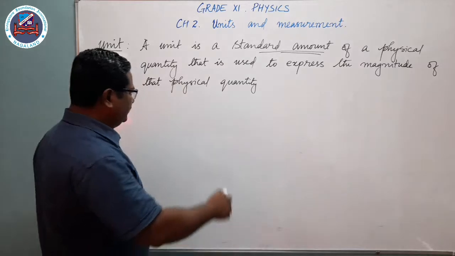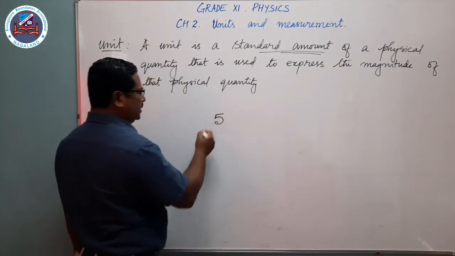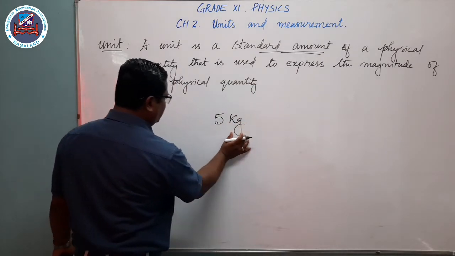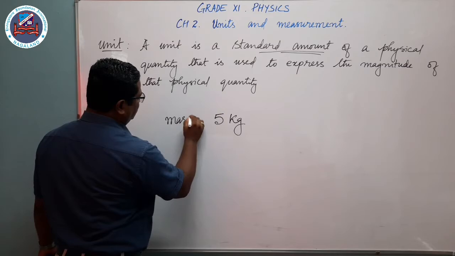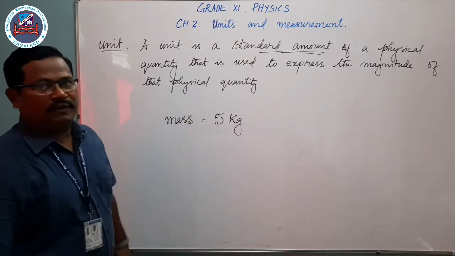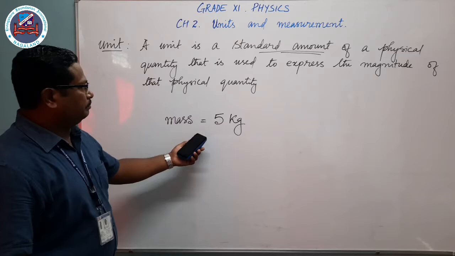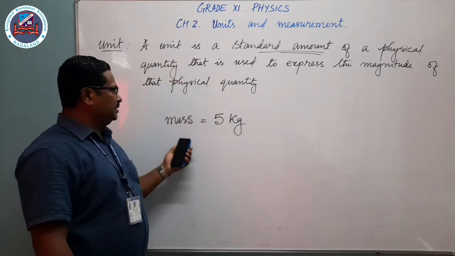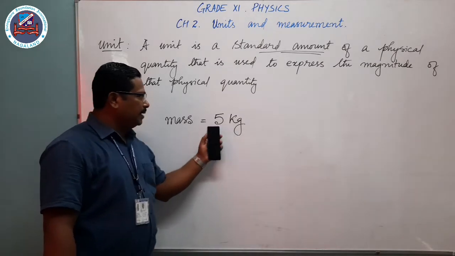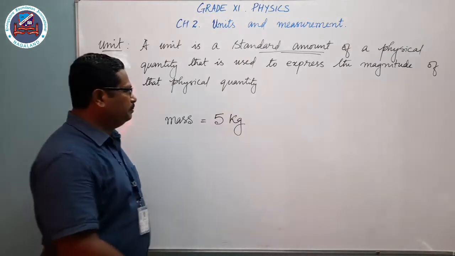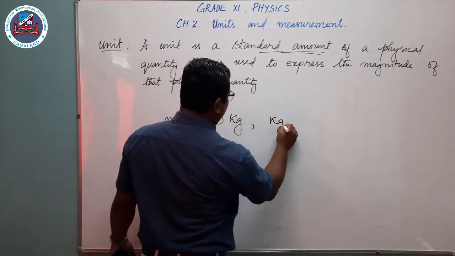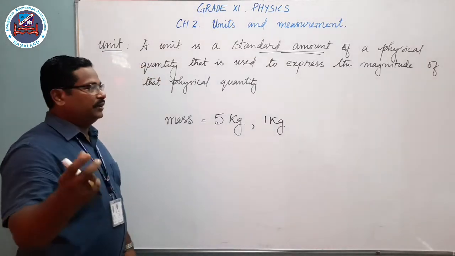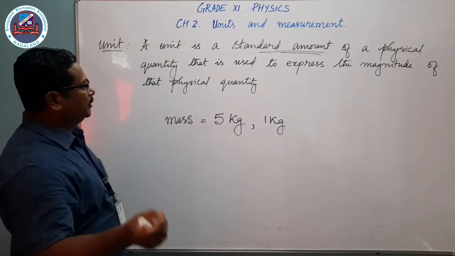Now if I say 5, then it is just a numeral, but if I put kg, the unit, you come to know about the mass. I am talking about mass, 5 kg. So it expresses the magnitude of that physical quantity. The physical quantity is mass, and it gives us the magnitude as well, the value. If I simply write kg, then you know I am talking about 1 kg. It gives us the magnitude, the value of that physical quantity as well.